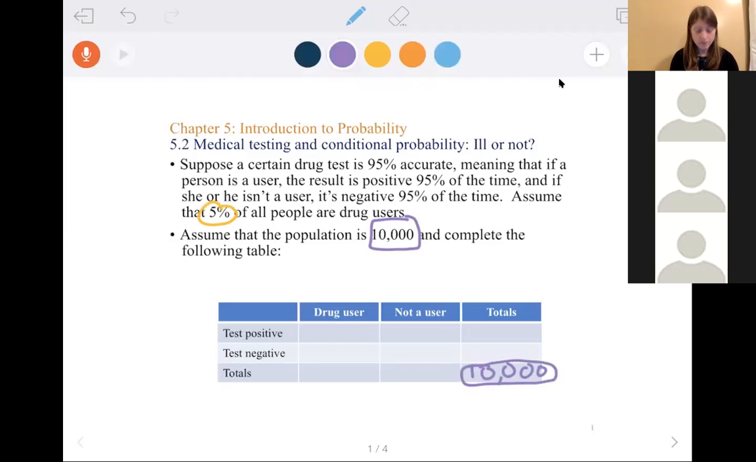Now, the next thing to break it up into is using that 5% to talk about your prevalence. Only 5% of that 10,000 are drug users. So write that out in terms of the calculation. Okay, so a good time to have a calculator handy.